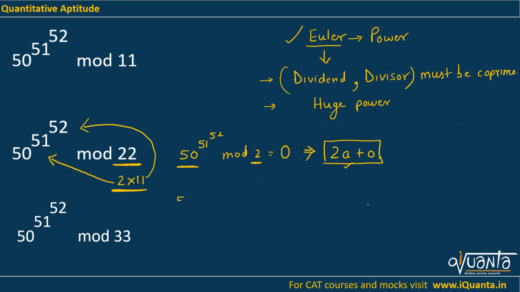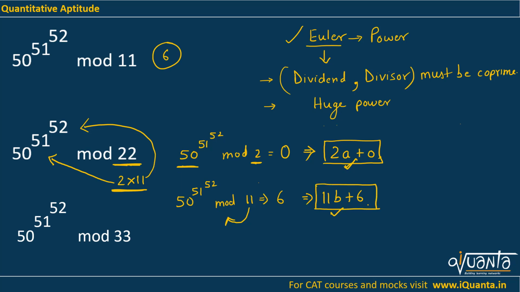Now we'll also divide this by 11, 50 to the power 51, 52 mod 11. We just found it in the previous question. We were getting answer 6. So this will be equal to 6. So how to write it down? The equation formed will be, since we were dividing by 11, 11b plus 6. Why am I using a over here and b over here in this equation? Because it is not necessary that a and b will be same. So you always have to ensure that different variables must be used over here.